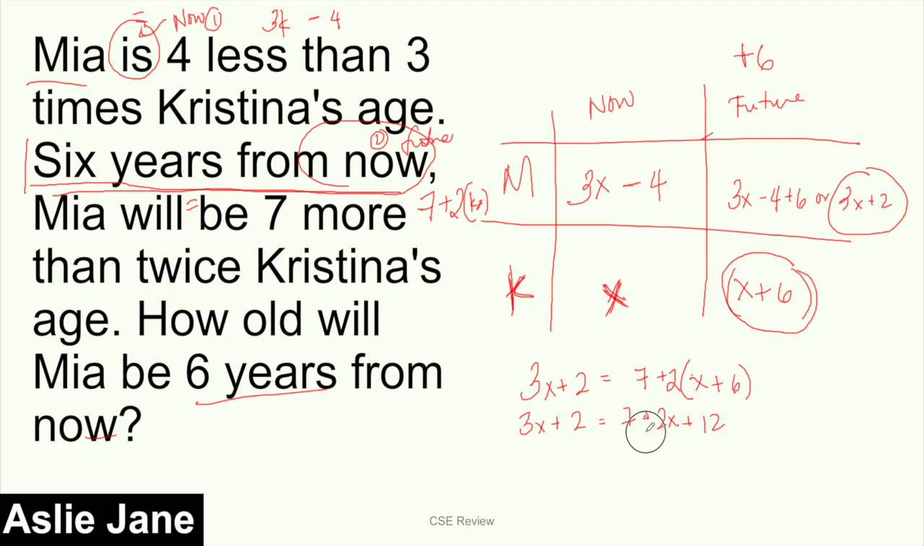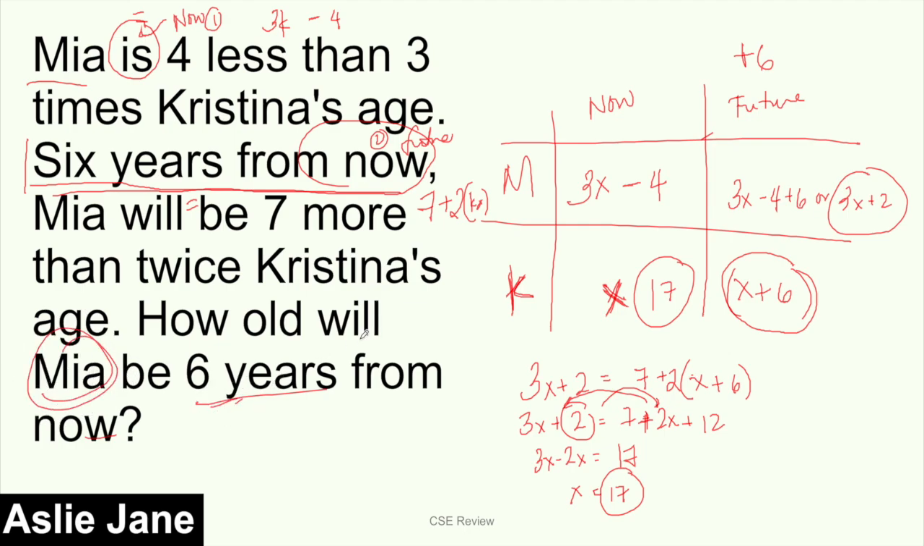Tapos pagsasama-samahin natin lahat ng mga numbers sa isang side at lahat ng x sa isang side. So, dito nga lang siya ililipat para 3x minus 2x, maiiwan lang isa. Ililipat ko doon, magiging negative. So, we have 7 plus negative 2, which is 5. Tapos, meron kang plus 12, 17. Okay? So, x is equal to 17. Ibig sabihin, ang age ni Christina ngayon is 17. Kaya lang, ang hinahanap is how old will Mia be 6 years from now.